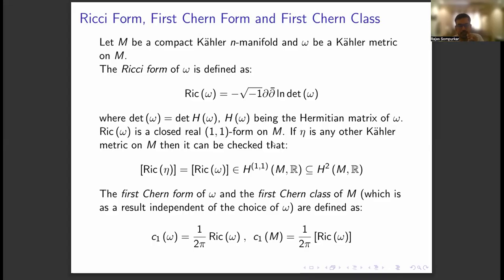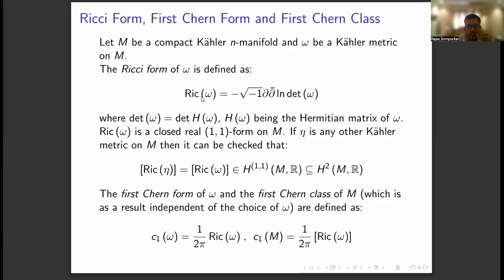So given any Kähler metric on the compact complex manifold M, the Ricci forms always land up in the same cohomology class, and the 1 upon 2 pi of this cohomology class is called the first Chern class of the manifold. So this first Chern class is independent of the choice of the Kähler metric on the manifold. And 1 upon 2 pi of the Ricci curvature form is called the first Chern form. So the first Chern form is nothing but a scalar multiple of the Ricci curvature form, and this is the first Chern class.